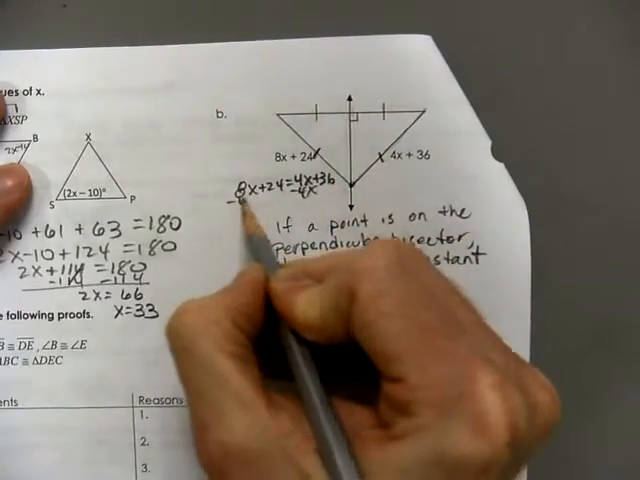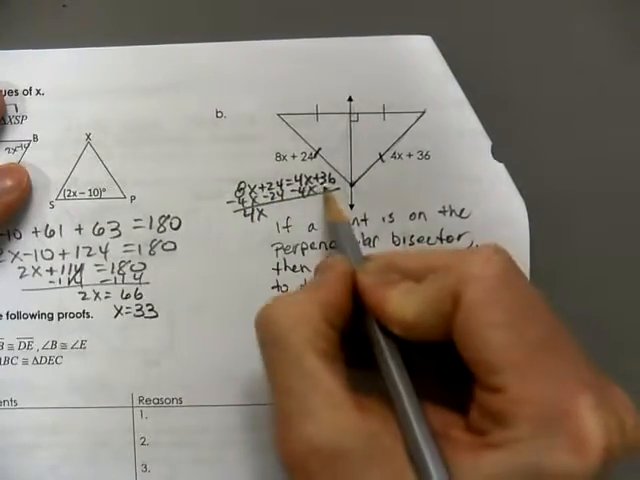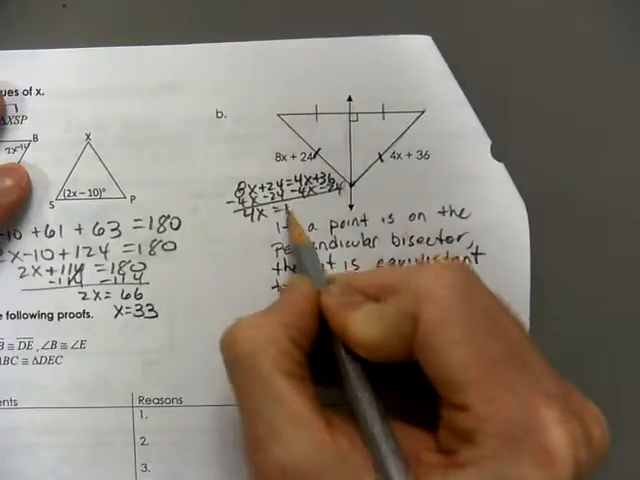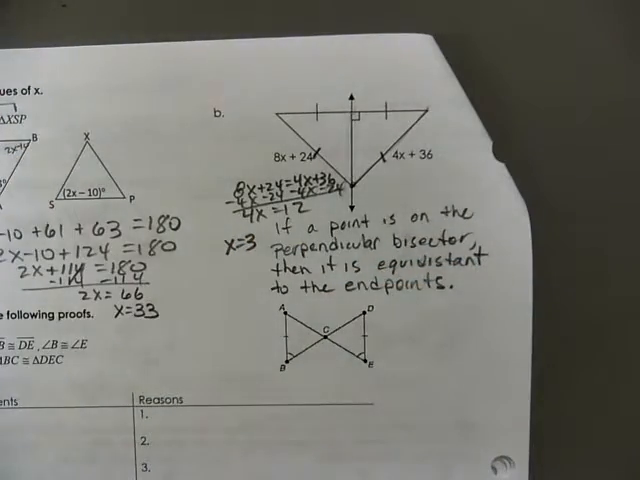Minus the 4x, minus the 24, and x has to equal 3.